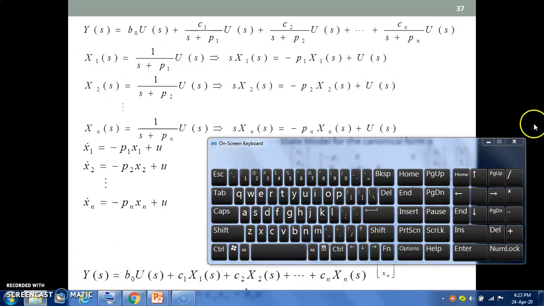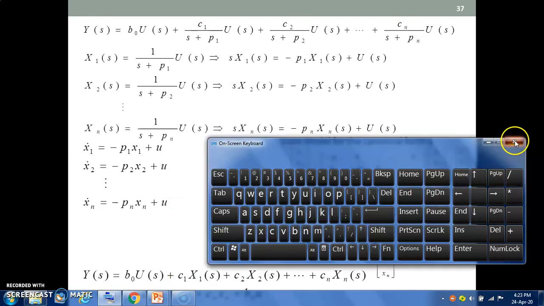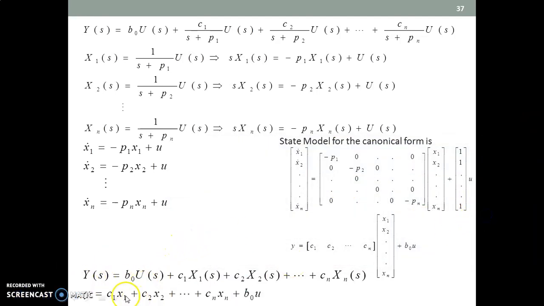Now y is equal to c1 x1 plus c2 x2 and so on, cn xn plus b naught into u. We are just taking the state vector terms on the left side, and the remaining you are keeping on the right side in the same expression, right? Now these expressions, the differential values x1 dot, x2 dot, x3 dot, and so on, and the output expression, are representing the state model for the diagonal canonical form.